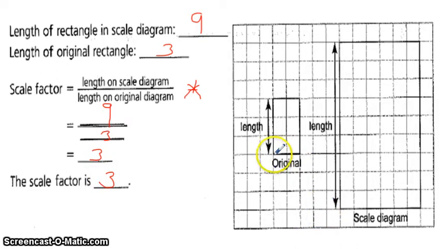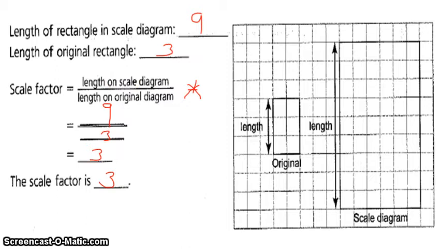Now just to double check, if I'm looking at the width side, I've got 2 blocks. Down here on the scale diagram, I've got 1, 2, 3, 4, 5, 6. So 2 times the scale factor, which is 3, is going to give me 6. Just like here where the length is 3, 3 multiplied by the scale factor is going to give me 9 on this length. All right, so that's an example of the scale factor enlarging.